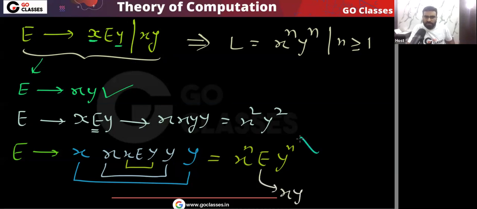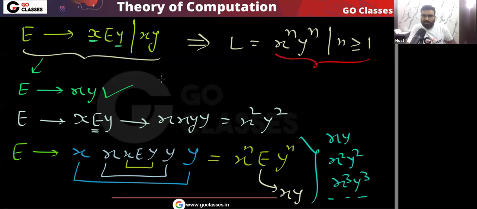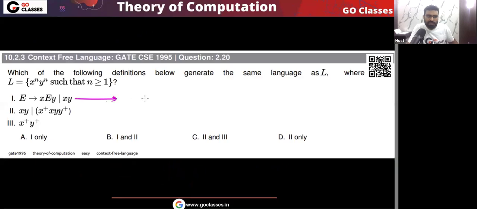So finally what can I generate? I can generate the string xy, x squared y squared, x cubed y cubed, and so on. So finally I can say the language will be x^n y^n, n greater than or equal to 1. So very simple, this grammar will generate the language L which is given in the question. So the answer will be option A.